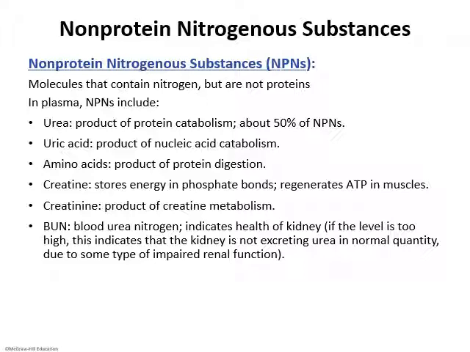Amino acids, these are the product of protein digestion, so these are the building blocks for the proteins. Creatine is going to store energy in its high energy phosphate bonds. It can be used to regenerate ATP in the muscles. And then creatinine is the product of creatine breakdown. BUN, blood urea nitrogen, is used to indicate whether the kidney is healthy or not. So typically if we're trying to figure out how healthy someone's kidneys are, we'll use creatinine and BUN. If they're high, it typically means that the kidney is not working very well.